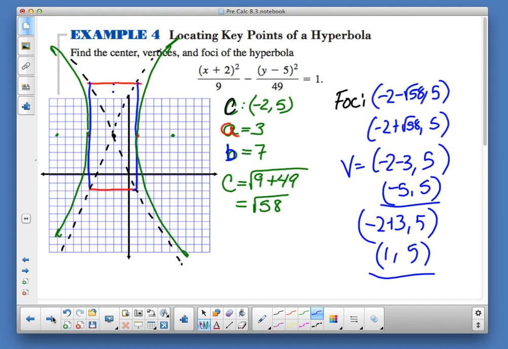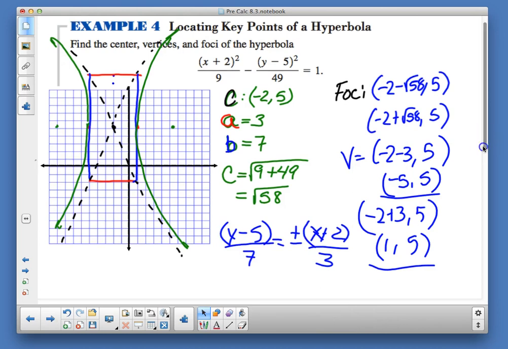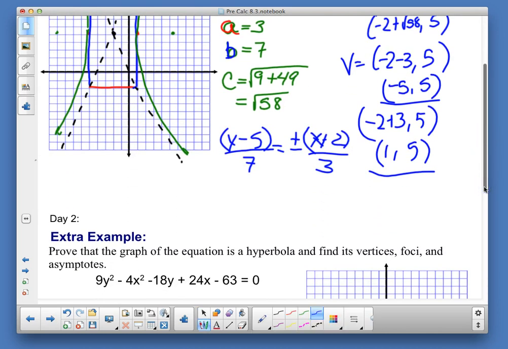Are there any other follow-ups? Now, I did not do the asymptote on this because they didn't ask me to. I did draw them in, and I expect it drawn in each time. And again, how the asymptote is related. This is going to be y minus 5, 7 here, equal plus or minus x plus 2, 3 there. Put parentheses over it. That's an x. So I get y minus 5 equals plus or minus 7 thirds, x plus 2.